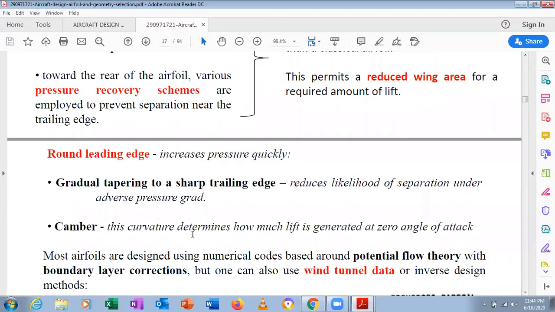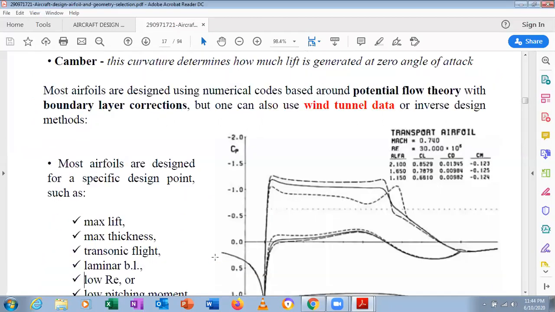This curvature determines how much lift is generated at zero angle of attack. When I look at a cambered airfoil, we can see that there will be a sharp trailing edge. That is called at a zero angle of attack. At a zero angle of attack, how much lift is generated? We know that cambered airfoils in the negative angle also we can get the lift. So we are interested to know what lift will be generated at 0 degree. Clear? And most airfoils are designed using codes based on the potential flow theory.